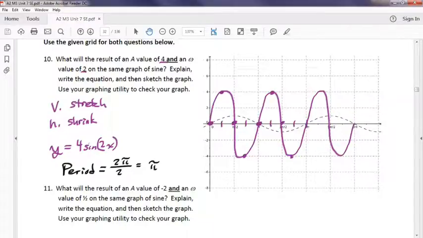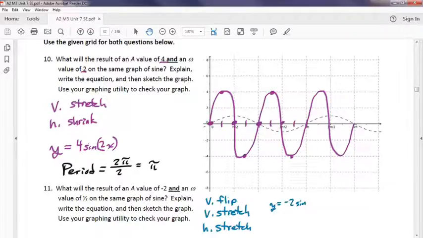Okay? So for this next one, we have an amplitude of negative 2, which is a vertical flip and a vertical stretch. And then we have that omega. The omega is a 1/2. That's a horizontal stretch. Wait, how is that? Because the 1/2 is between 0 and 1. That will stretch the function horizontally. So then your equation would look like this. You'd have y. You put the negative 2 out in front of the sine, because that's your amplitude. And that 1/2 is going to multiply to the x.